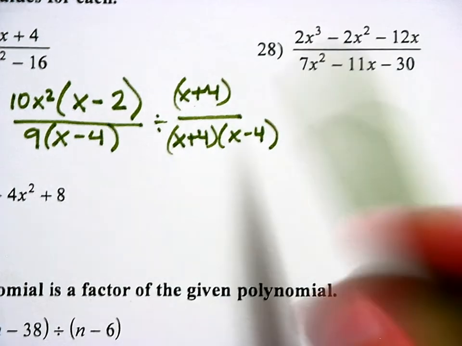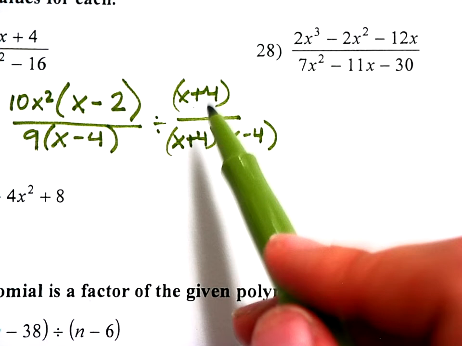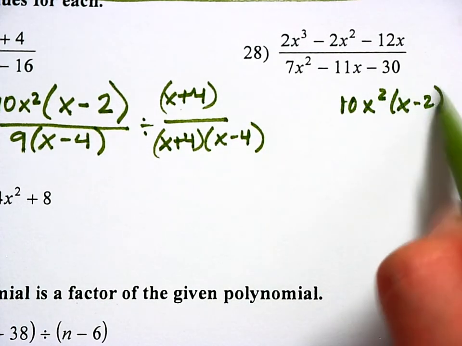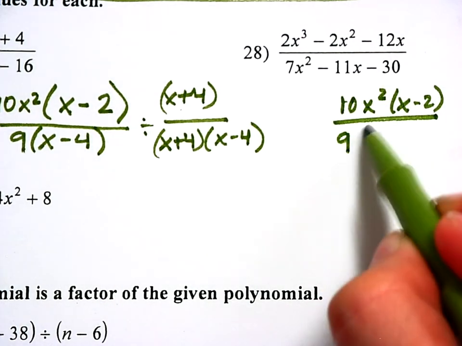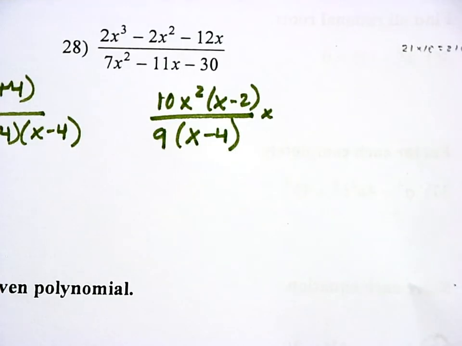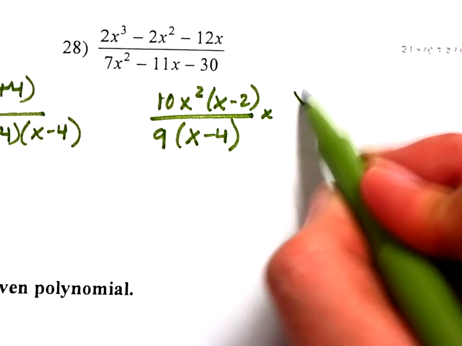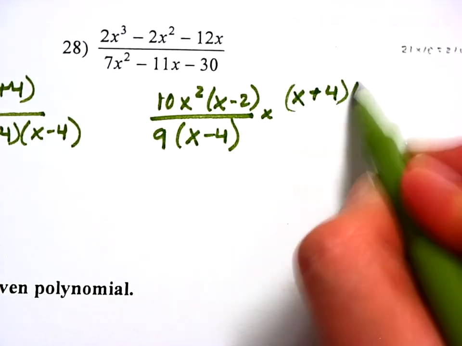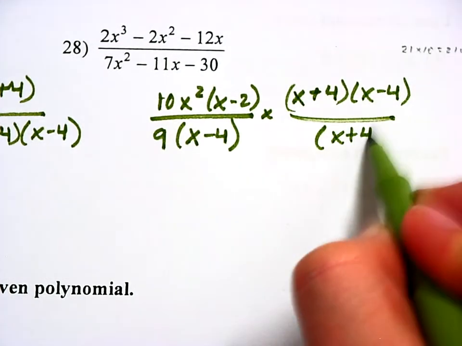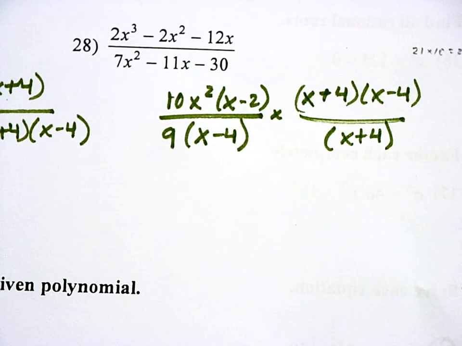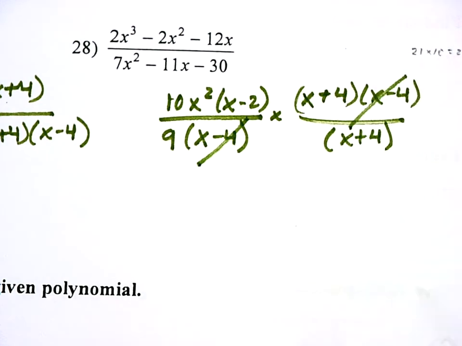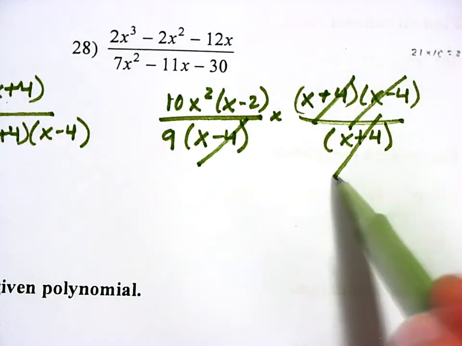So what we're really doing is multiplying by this reciprocal. So I'm going to rewrite this. 10x squared times x minus 2 all over 9 times x minus 4. And then we're going to multiply, and we're going to flip that second fraction. So x plus 4, x minus 4 all over x plus 4. And let's go through and see anything that we can cancel. So we have these x minus 4s and x plus 4s.